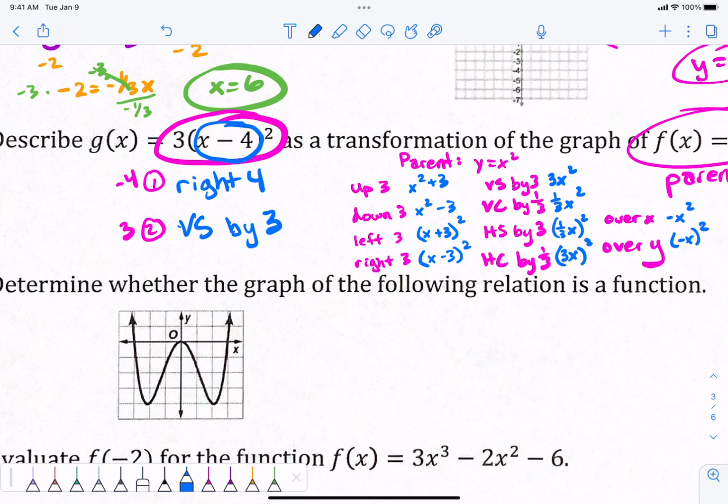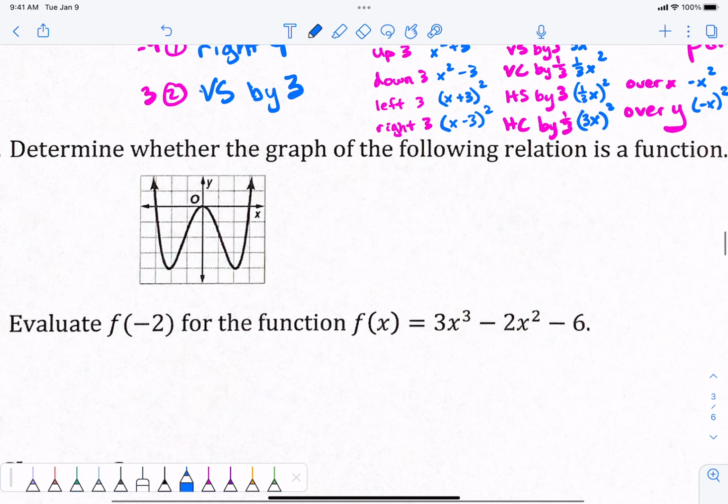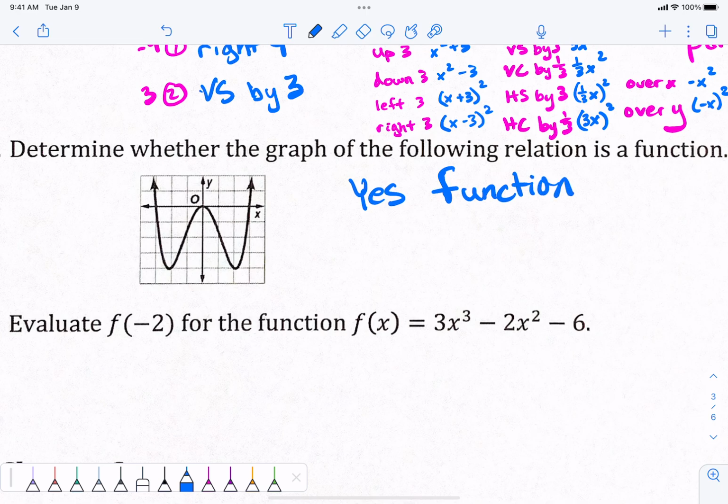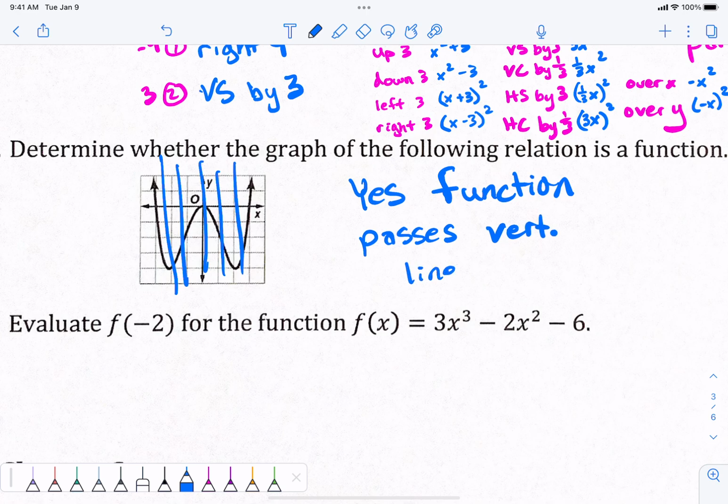All right, determine whether the graph of the relation is a function or not a function. How do you know? The x's don't repeat, but we did the vertical line test. It passes the vertical line test. I'm just putting that on there so that when you look at it, you know how we knew.